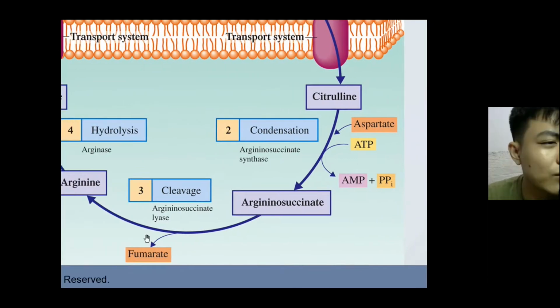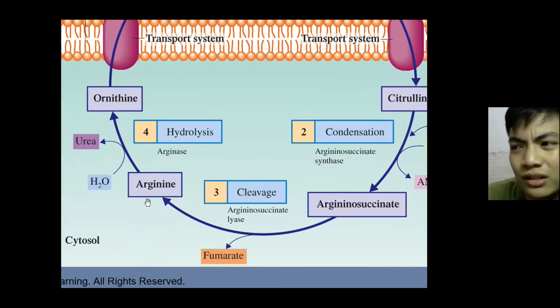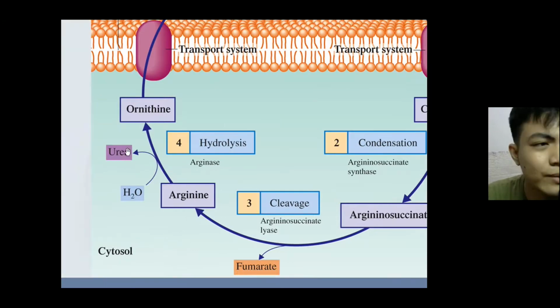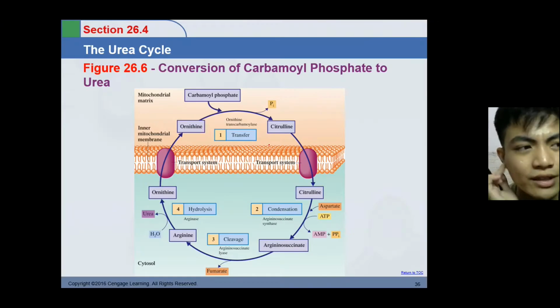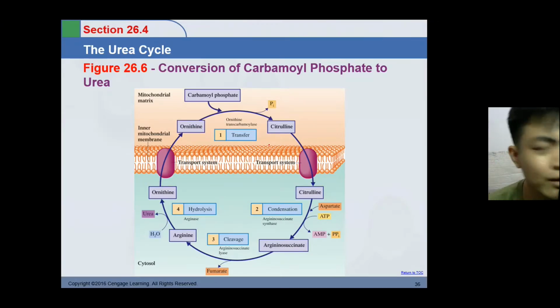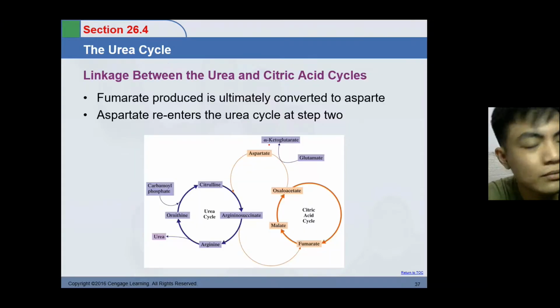And the argininosuccinate will be cleaved to form the fumarate, which will go back to the Krebs cycle, and arginine. This arginine will be further cleaved to form the urea, which will be expelled by the body, and we will also reproduce our ornithine that is needed to keep the cycle going. So remember, the only waste product here is our urea. You just remove the urea, basically. And the byproducts of that can be used in the Krebs cycle.